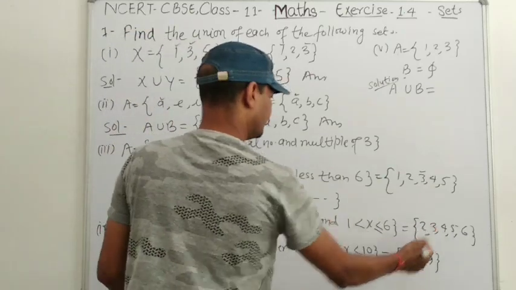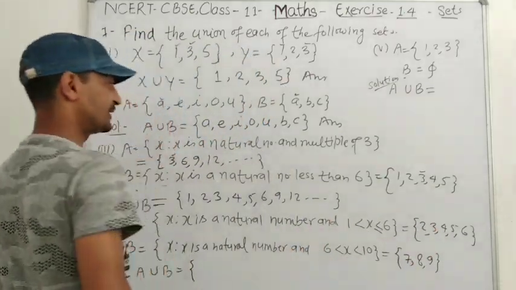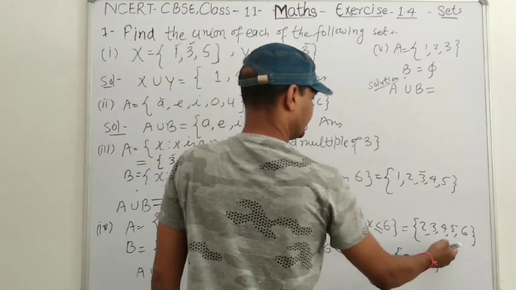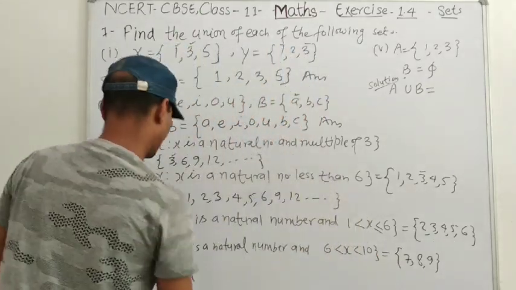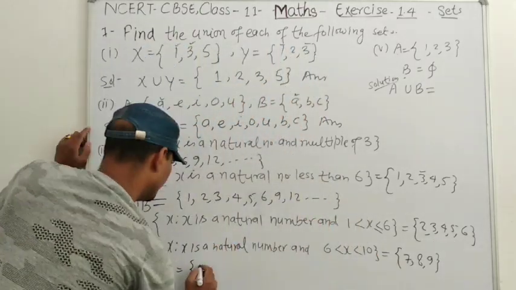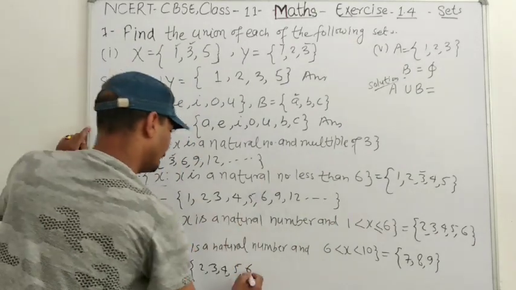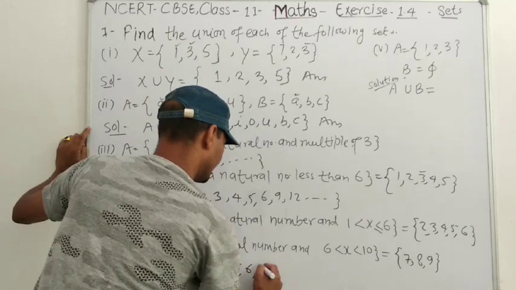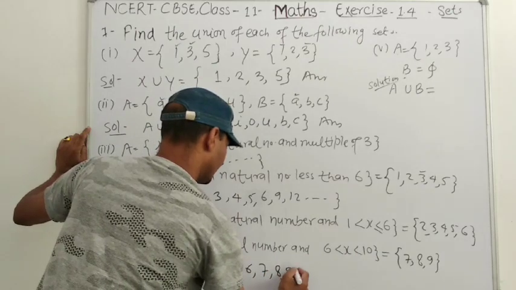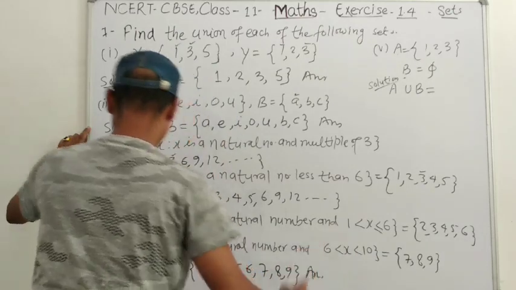All elements of A. Which one is repeating here? Not any element is repeating here. So elements of A 2, 3, 4, 5, 6. जमा element लिखियो. The elements of B 7, 8 and 9. So it is the answer of part 4.